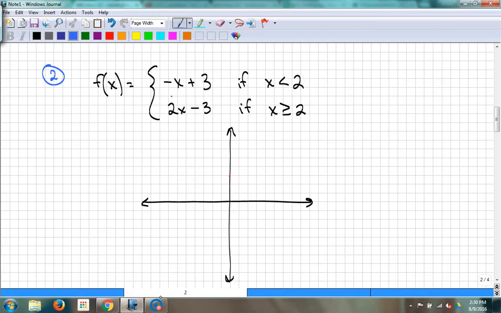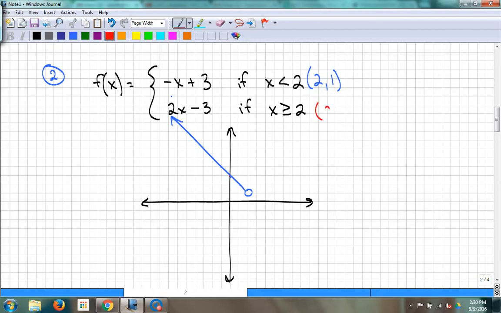There's number 1. Number 2, let's get the important point, which is at (2, 1). If we plug that in, -2 plus 3 is 1. So (2, 1). And it should be an empty circle because it doesn't have an equal to mark. And then a negative slope, up 1, left 1, going toward the (1, 0) and negative numbers, in that direction.